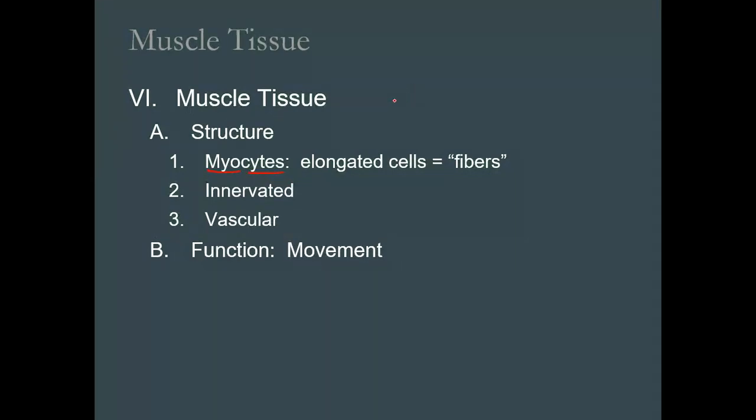But when we look at these muscle cells, they look something like this. They're very long and cylindrical in some cases. Sometimes they're kind of long and expanded out like this. But in all cases, they are always very, very long cells. So we call them fibers because they're kind of like strands.